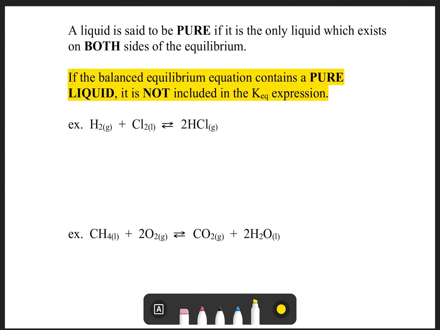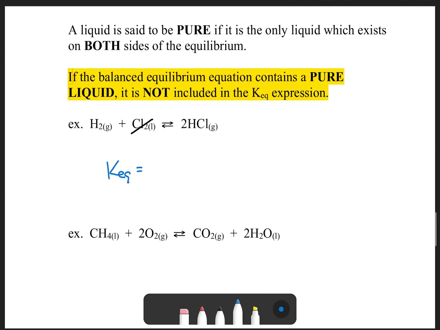For the next example, we have a pure liquid, which is chlorine. Since it is the only liquid present, we are not going to include it in our KEQ expression. And our expression becomes products, HCl, exponent 2 over H2. And there's our KEQ expression.